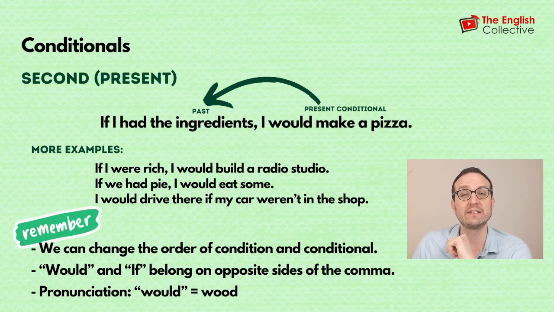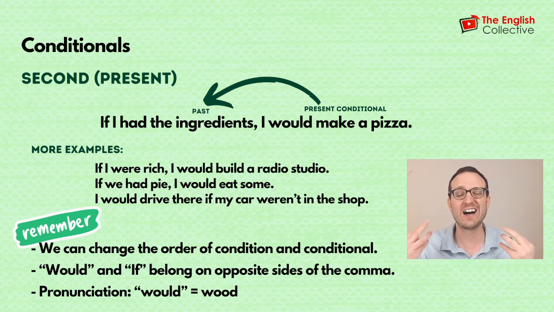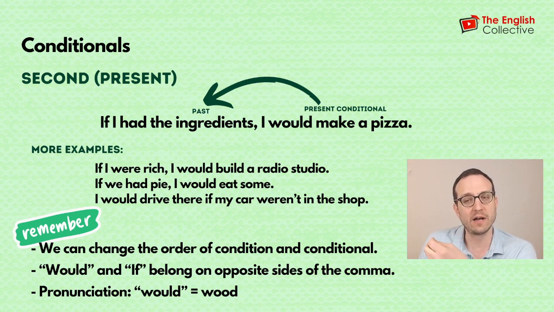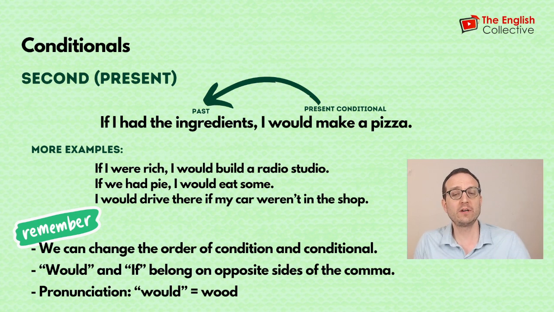Okay? So now let's have a look at the second conditional. If I had the ingredients, I would make a pizza. With the contraction, I'd make a pizza. If I were rich, I would build a radio studio. If we had pie, I would eat some. Yes, I would drive there if my car weren't in the shop. Yes, el taller, right? The shop. Okay. And remember here, we can change the order. Estamos repasando eso. We can change the order like I explained.